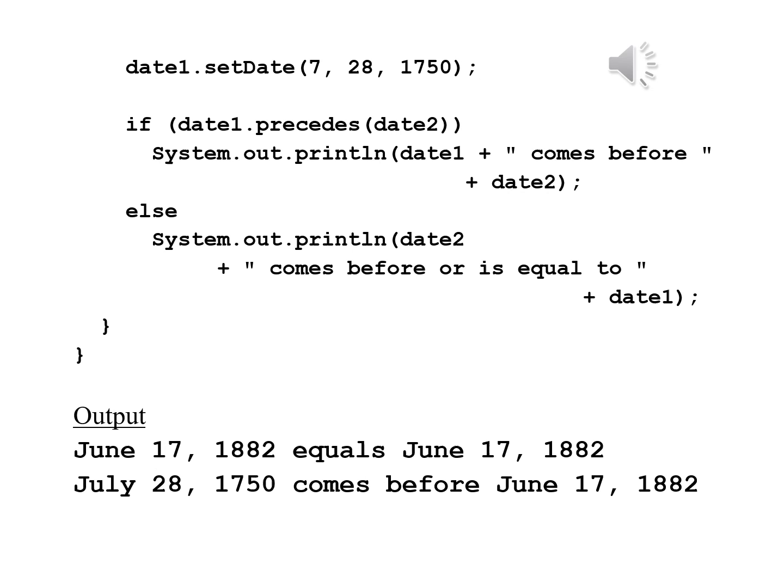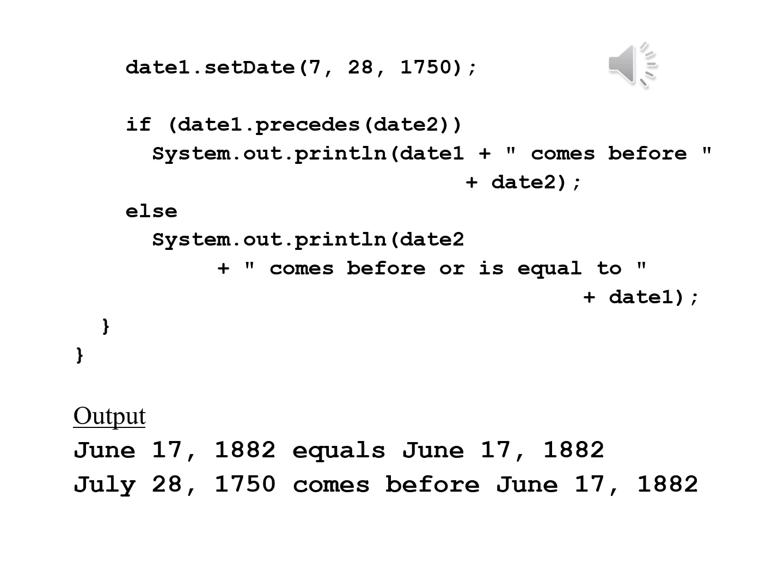We're going to change the first date by writing date1.setDate 7, 28, 1750. And now let's do the if else again. If date1.precedes(date2), System.out.println(date1 + " comes before " + date2). Else, System.out.println(date2 + " comes before or is equal to " + date1). A closed brace for the method and a closed brace for the class.